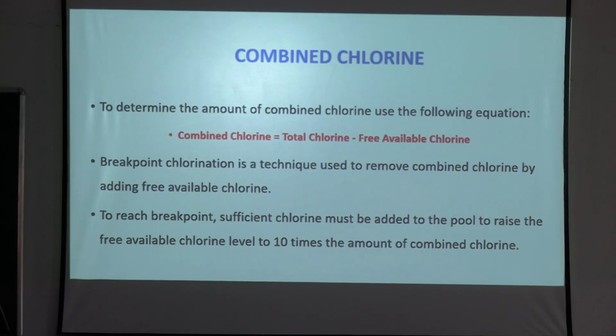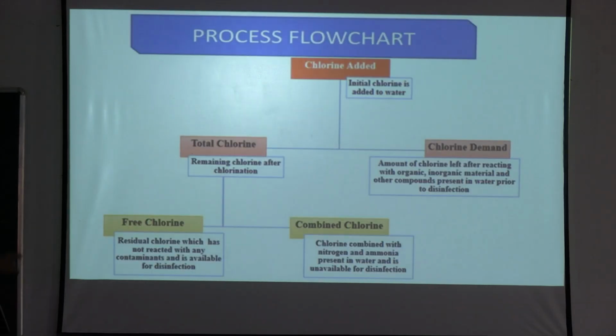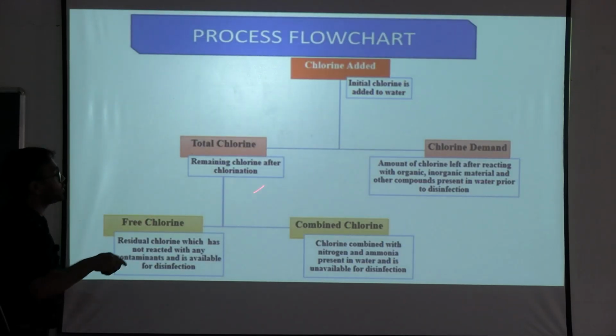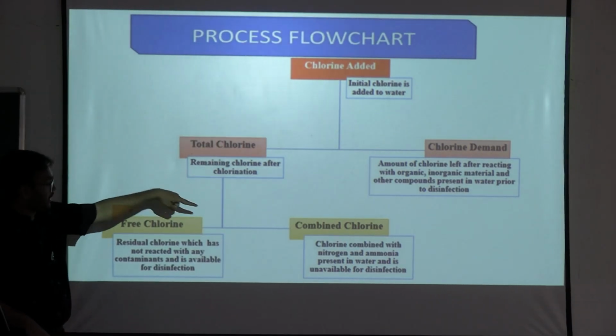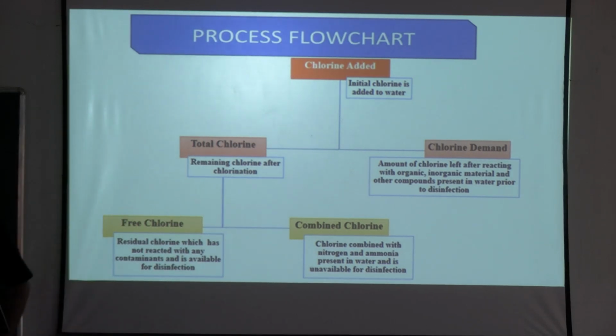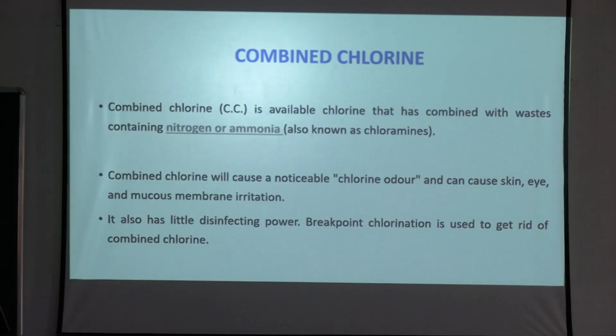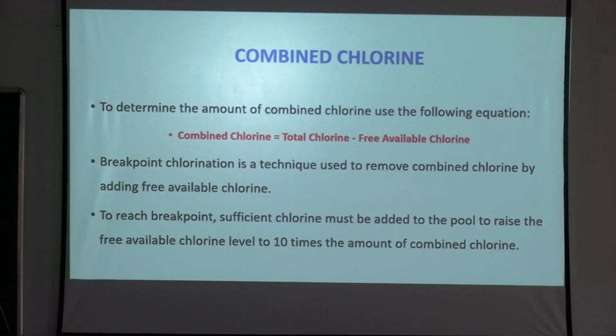So, what is the amount of combined chlorine? By doing those tests, we can estimate the amount of free chlorine, and we also have methods to estimate the amount of total chlorine. From this picture, we have methods to estimate the total chlorine and we have methods to estimate the free chlorine. If we subtract these two, then we get the third one, which is combined chlorine, right? So the combined chlorine can be calculated as total chlorine minus free chlorine, right?